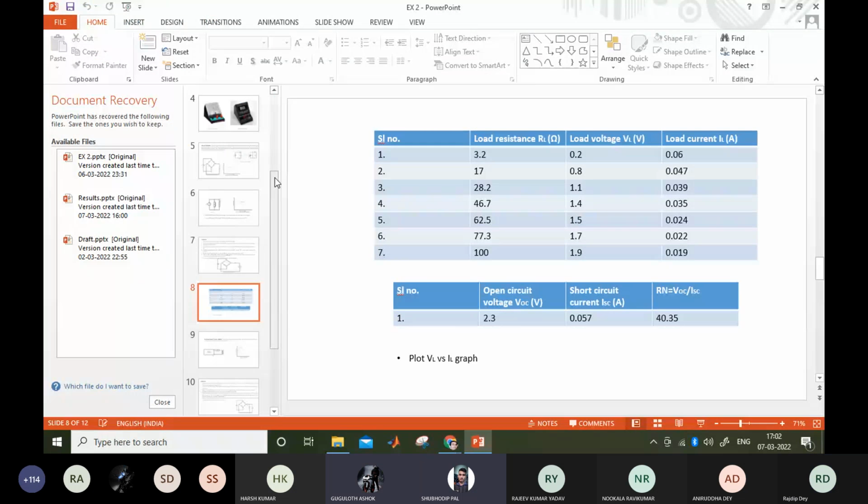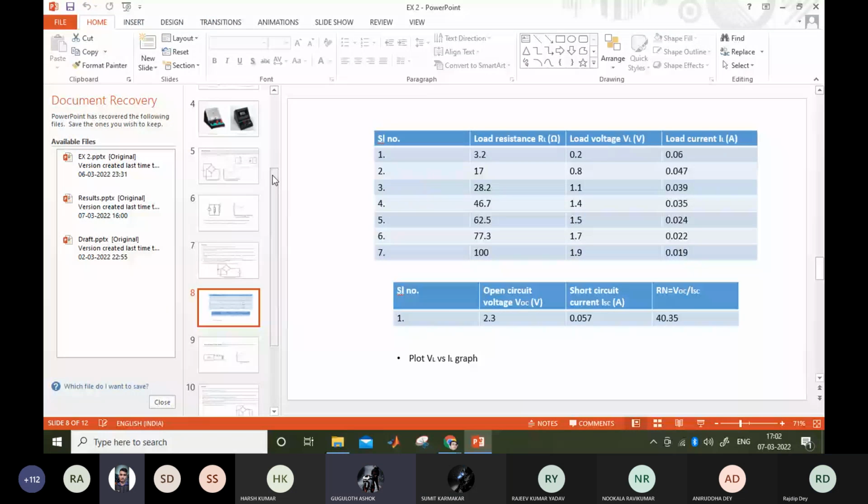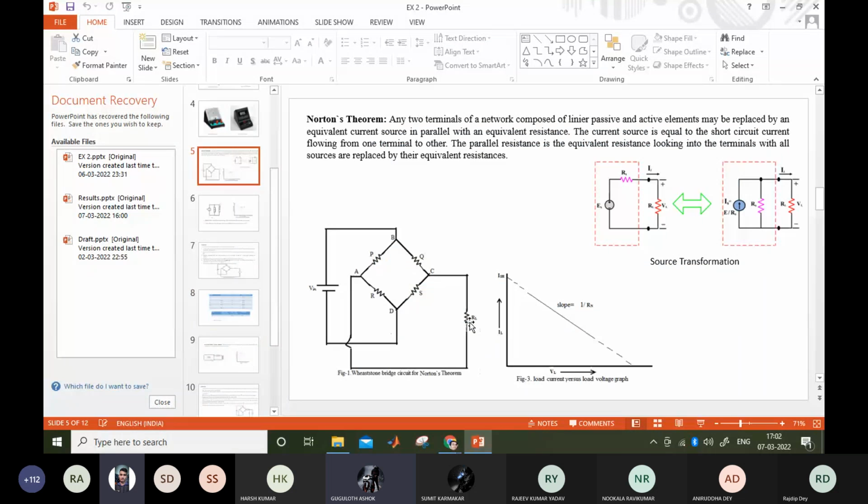Sir, in the taking of voltage, is that 0.16, 0.24 or 2.4 like that, sir? Is the point before 2 or after 2? It is 2.4. Like 3, it maximum goes up to 3.4 volt in that experiment. Okay, okay, sir.